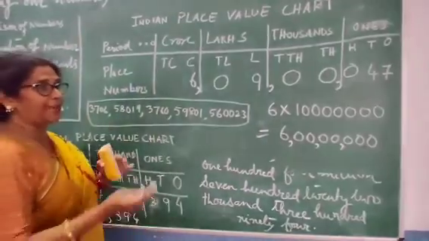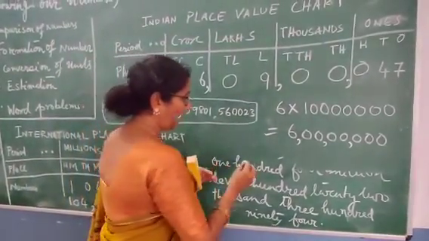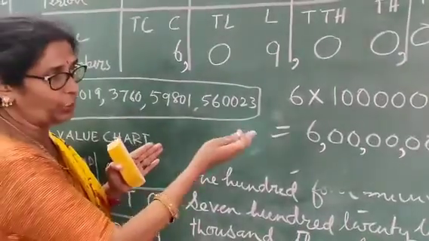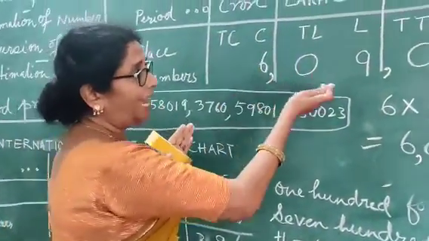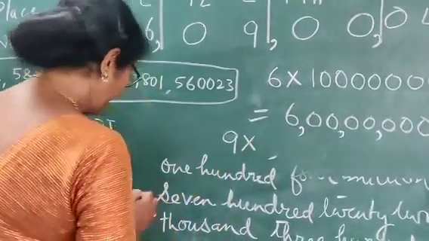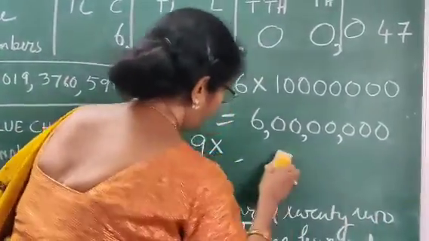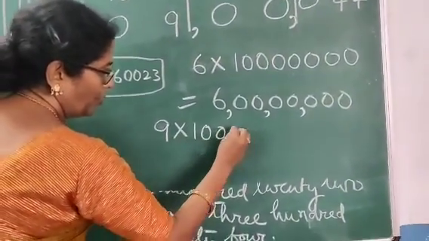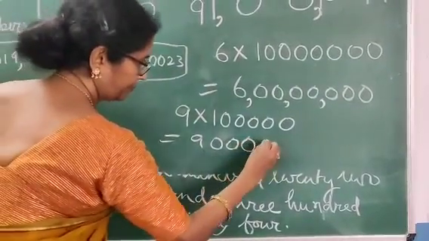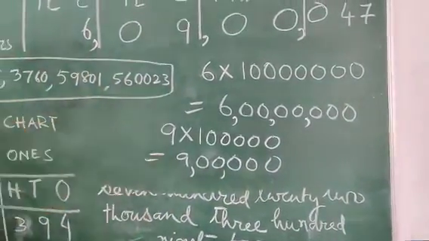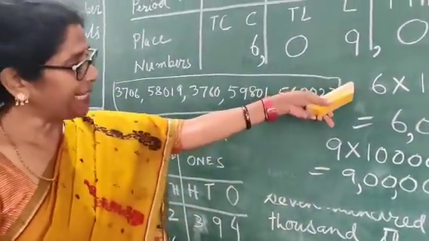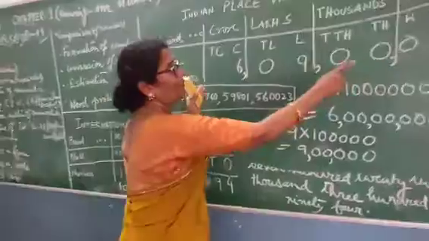Now the place value of 9, in the same way, will be 9 lakh. In crore, 7 zeros are there, and in lakh, 5 zeros are there. Therefore I need to write 9 into, 5 zeros I have to use. So that is where to put commas in the Indian system, and how to find the place value for 6 and for 9 in the given number.